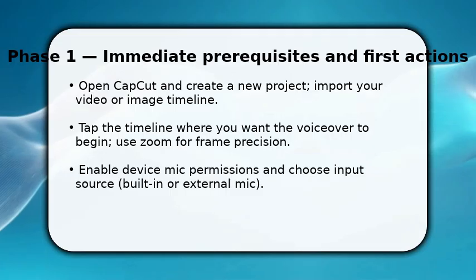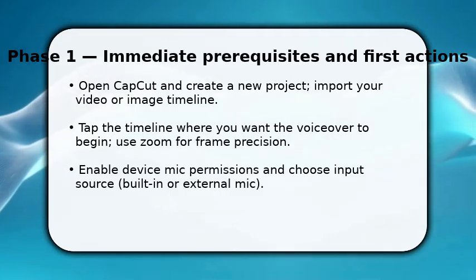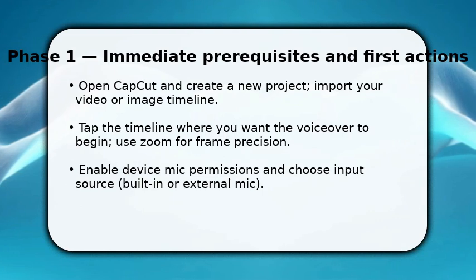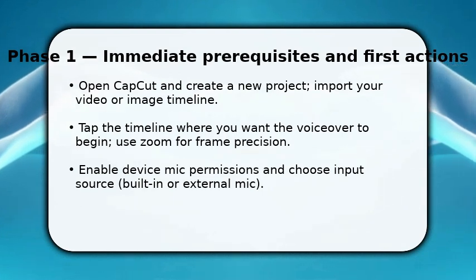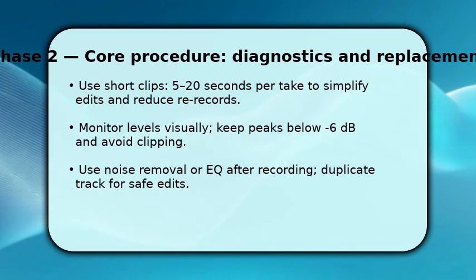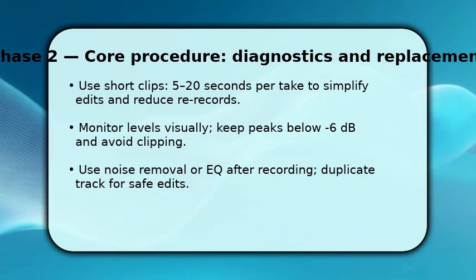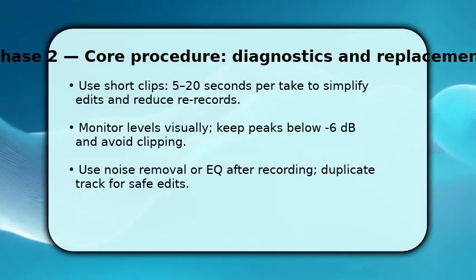Record short takes to avoid long mistakes, because editing small clips later is much faster than redoing long sections. Now record with purpose. Hit record and speak clearly, keeping each take to about 5 to 20 seconds. That makes trimming and retakes effortless. Watch Capcut's input meters, aim for healthy levels but keep peaks under about -6 decibels to prevent clipping.